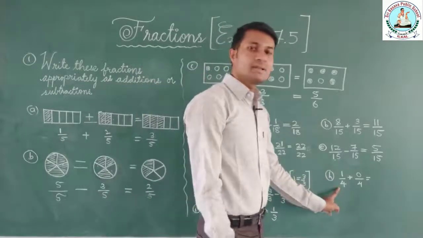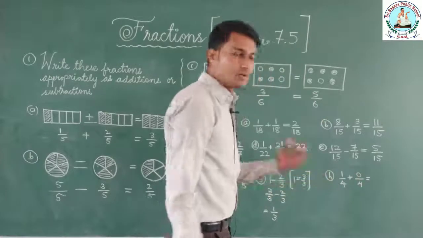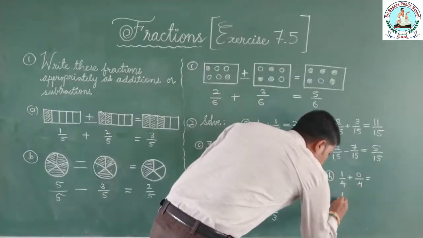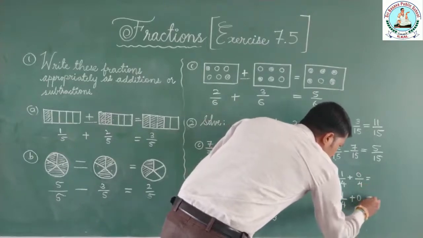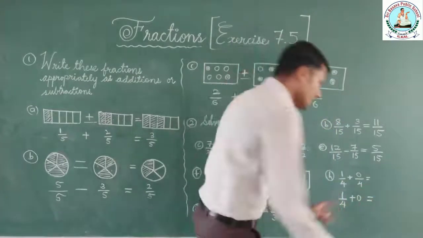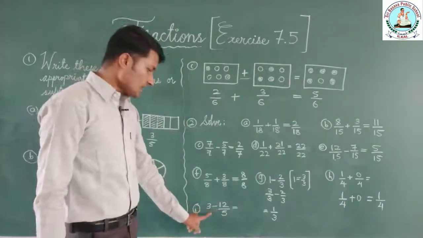Come to this. It is addition of like fractions. So 0 divided by anything will be 0. We learned this already. So 1 by 4 plus 0 divided by anything is 0. When you add 0 to any number, you will get the same number back, that is 1 by 4.